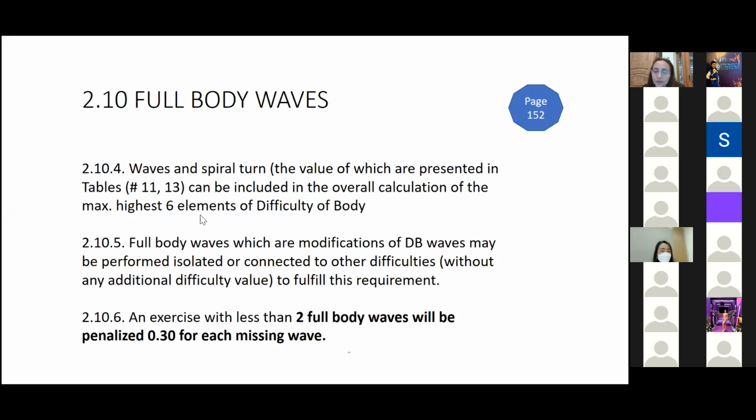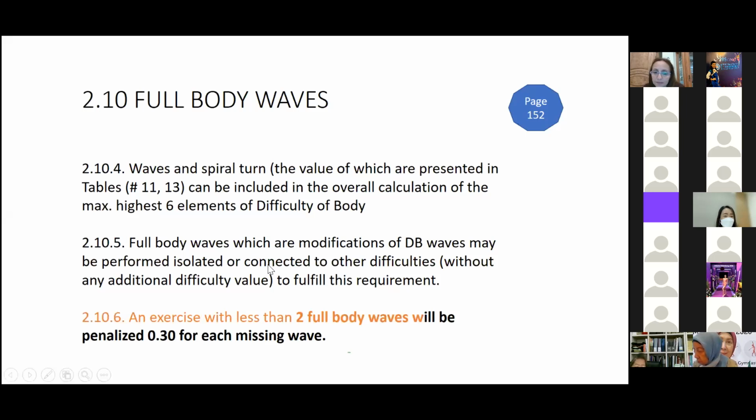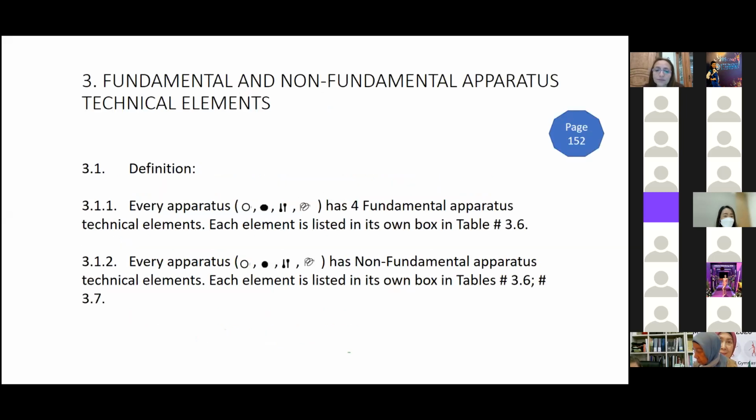Full body waves, which are modifications of the DB waves, can be performed isolated or connected to the other difficulties without any additional difficulty value to fulfill this requirement. An exercise with less than the 2 full body waves will be penalized 0.3 for each missing wave. Each missing wave, and this is very important.